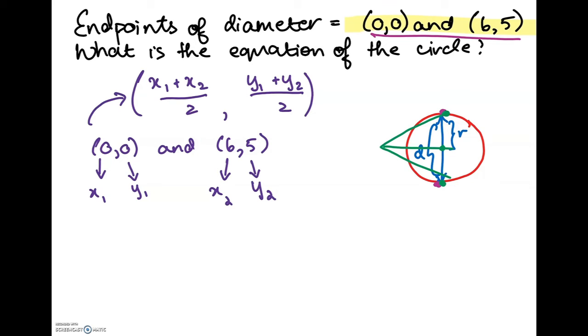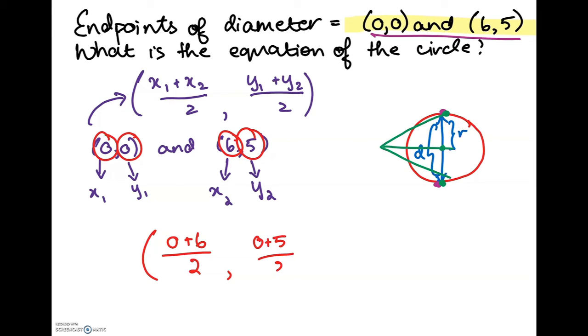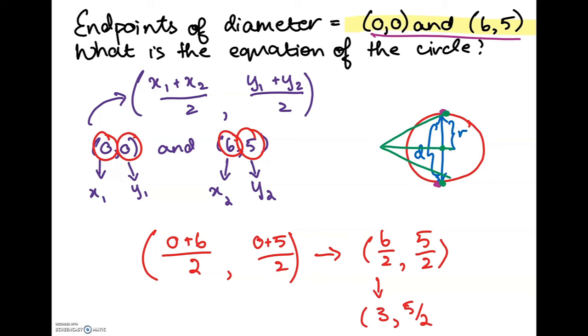And now let's substitute everything back into our formula. We're going to get 0 plus 6, so x1 plus x2 over 2, comma y1 plus y2, so 0 plus 5 over 2. If you simplify this, you're going to get 6 over 2, comma 5 over 2, which will just be simplified to 3, comma 5 over 2. Now, let's write this information on the side. This coordinate point we have here is the center of our circle. So the center of the equation of the circle that they're trying to ask us to find.